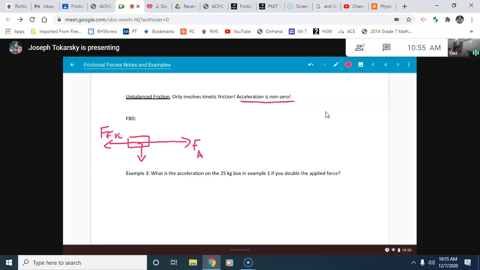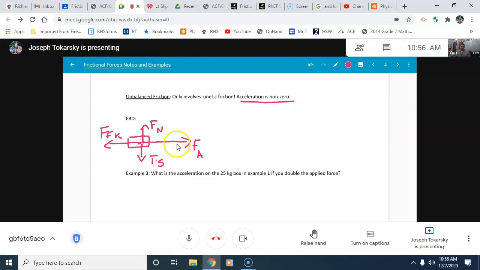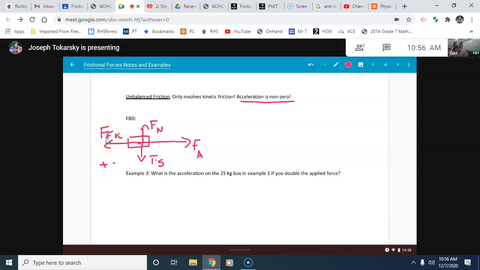And of course, we still have weight down and normal force balancing on that axis upward. Alright, so in this scenario, assuming right is positive and left negative, like we typically do, if the applied force is greater than the kinetic frictional force, what we'll end up having is a positive acceleration.